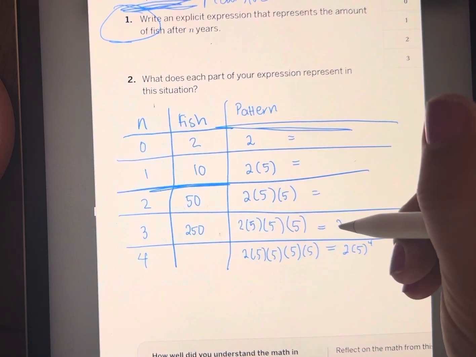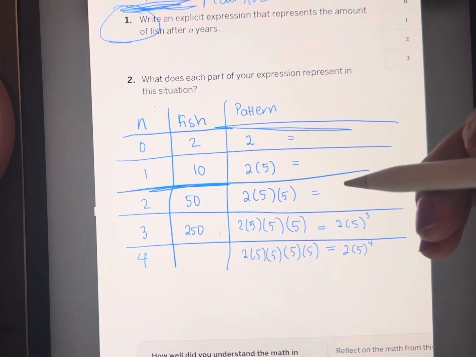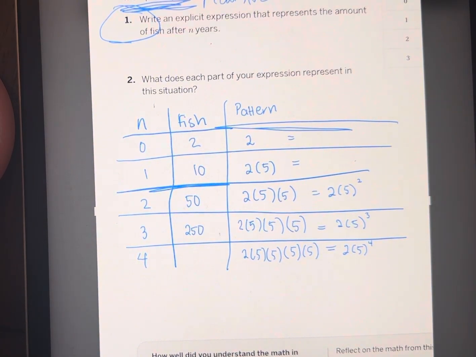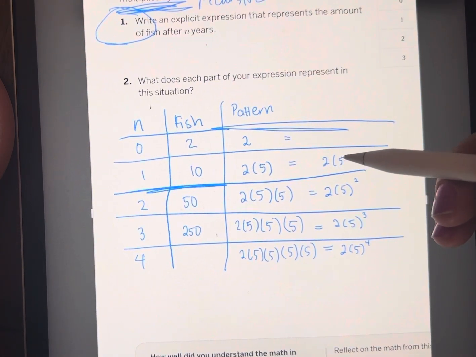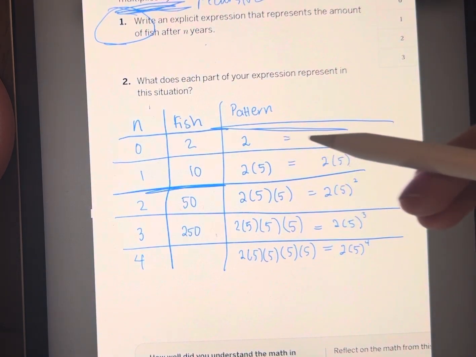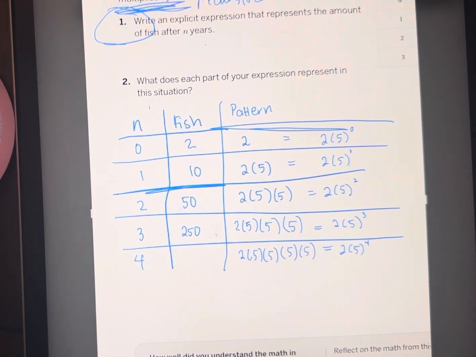And this guy is 2 times 5 to the 3rd power. This one right here is 2 times 5 to the 2nd power. I can even write this guy the same way: 2 times 5 to the 1st power. And believe it or not, this guy right here is 2 times 5 to the 0 power. It doesn't have a 5.